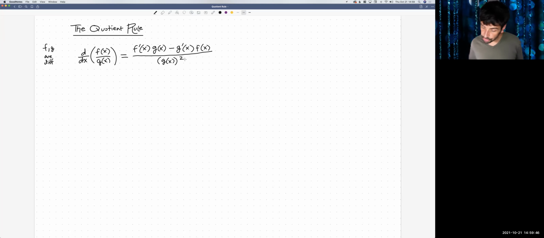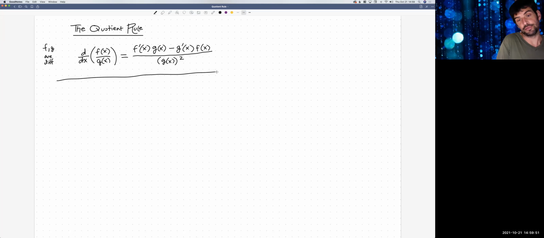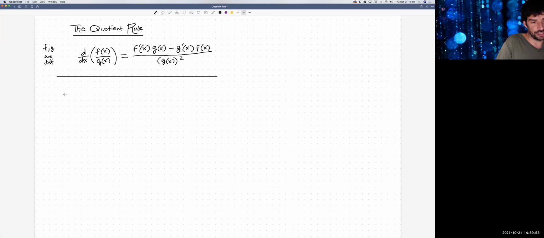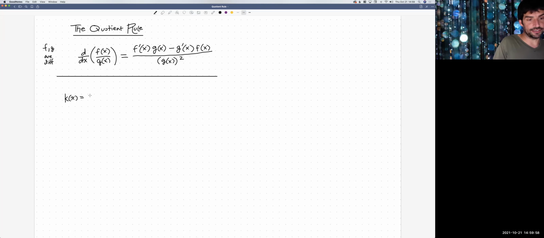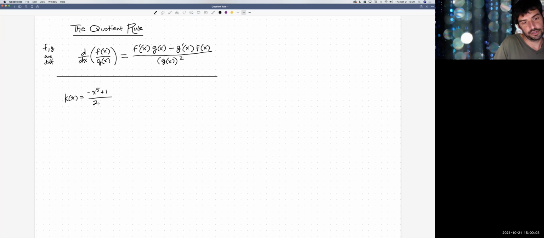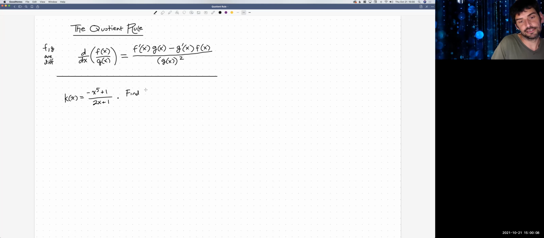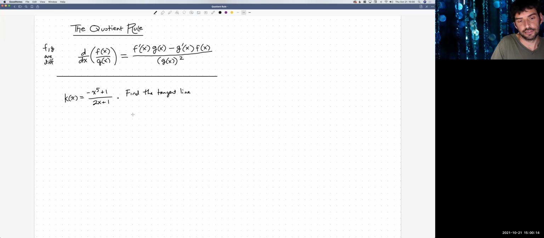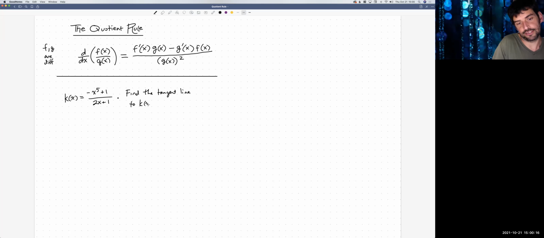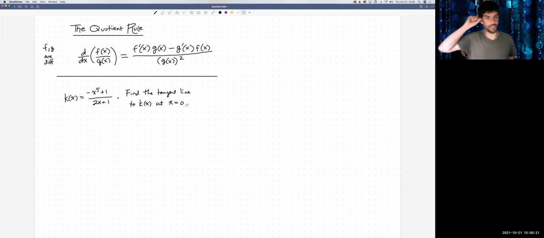So let's go ahead and do an example of applying this with the function k of x is equal to negative x to the fifth plus 1 over 2x plus 1. Let's try to find the tangent line to k of x at x equals 0. Okay, that's our job.